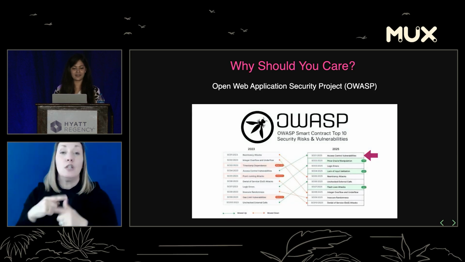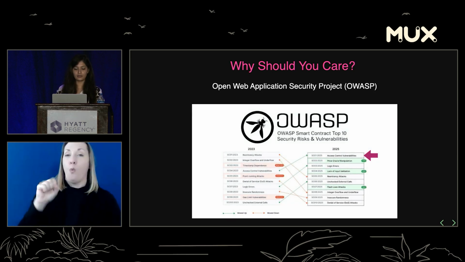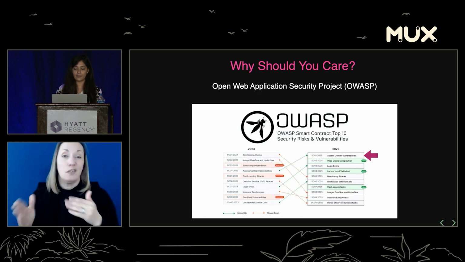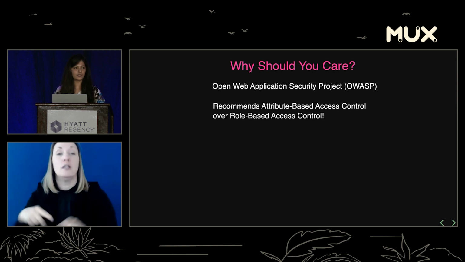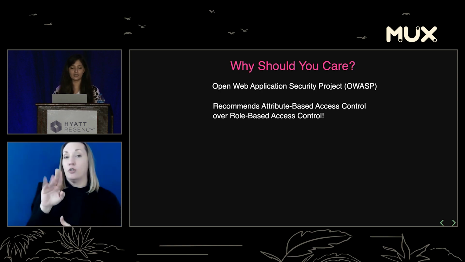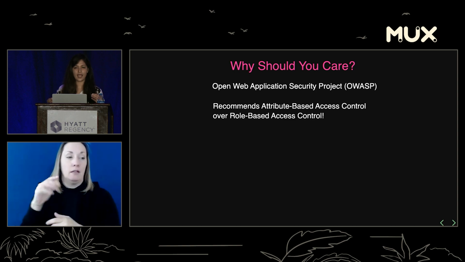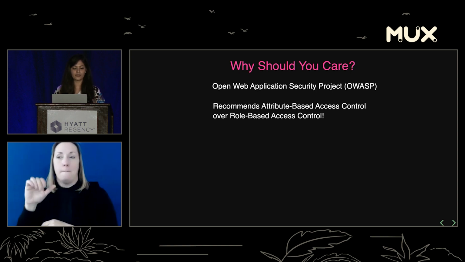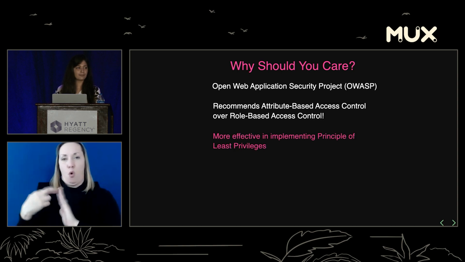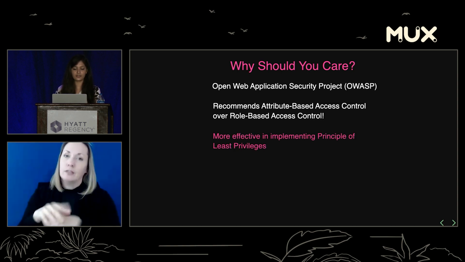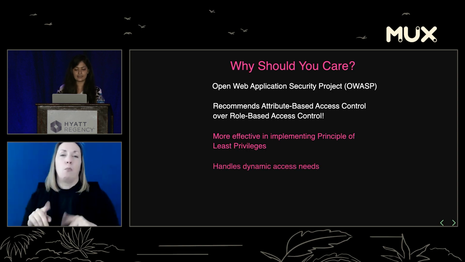Okay, why should you care about it? OWASP has listed broken access control as the number one security risk in web applications. And they also recommend attribute-based access control, or ABAC, over the traditional role-based access control, which grants access to users only based on the user's roles. Why? Because it's more effective in implementing the principle of least privileges, and it also handles dynamic access needs.